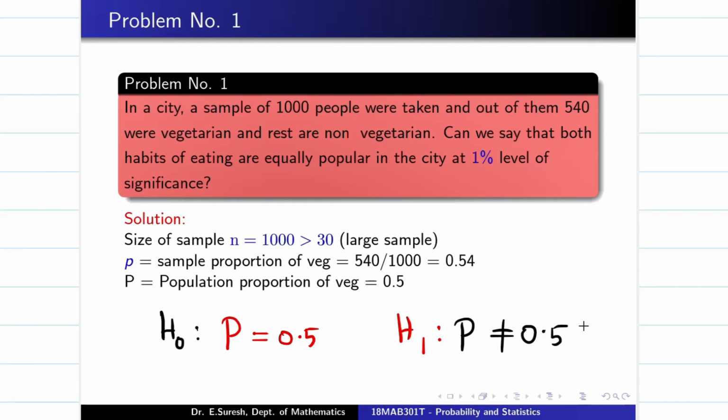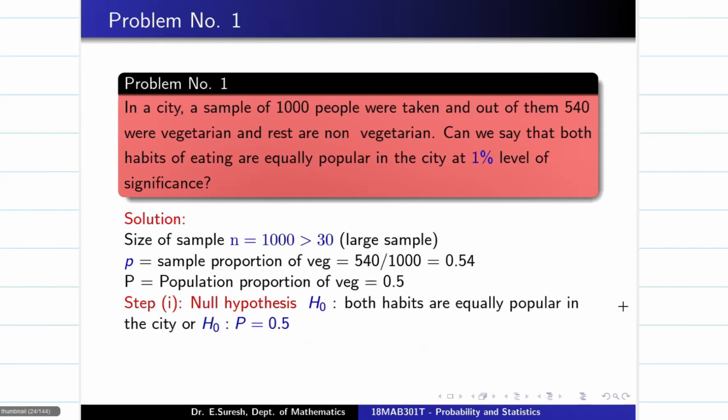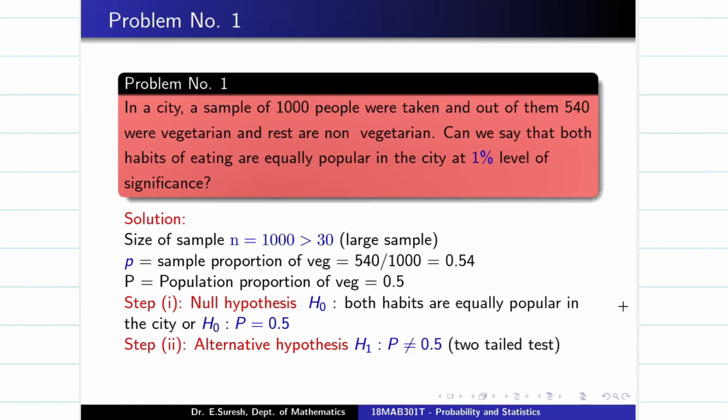They clearly mention, can we say both habits are equally popular? If they are equally popular, then it is H0. We say they are not equally popular for H1. So equal to, not equal to. That's your H0 and H1, guys. You can either say it in wordings or in mathematical form. So it is a two-tailed test, and alpha is given as 1%. For a two-tailed test, immediately the table value is 2.58.